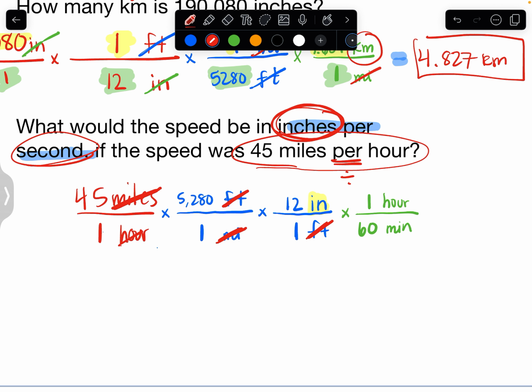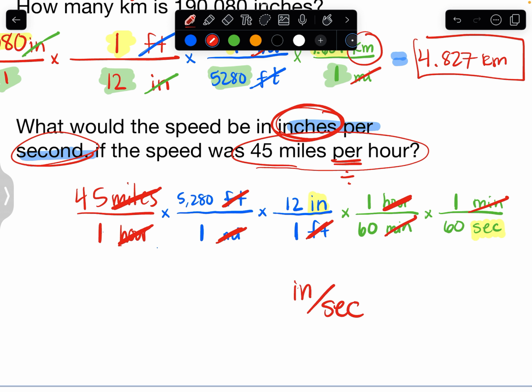And again, you can see here, hours and hours cancel. I'm left with minutes. But now I need to go from minutes to seconds. So since I'm trying to get rid of minutes, and I already have minutes in the denominator, I'm going to put minutes on top over seconds. And I know that there are 60 seconds in 1 minute. Now I can cancel out our minutes here, and we are left with seconds in the denominator. So again, my final answer is going to be inches per second.